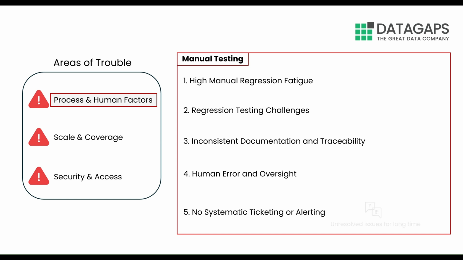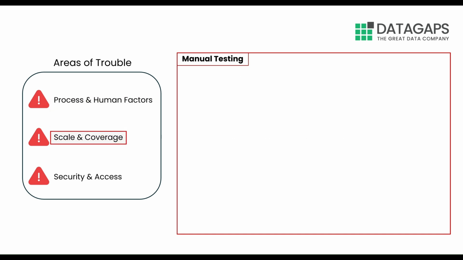No systematic ticketing or alerting. Without automated alerts or tracking, issues may stay unresolved for too long. Moving on, the next major hurdle is the aspect of scale and coverage as BI environments rapidly expand.